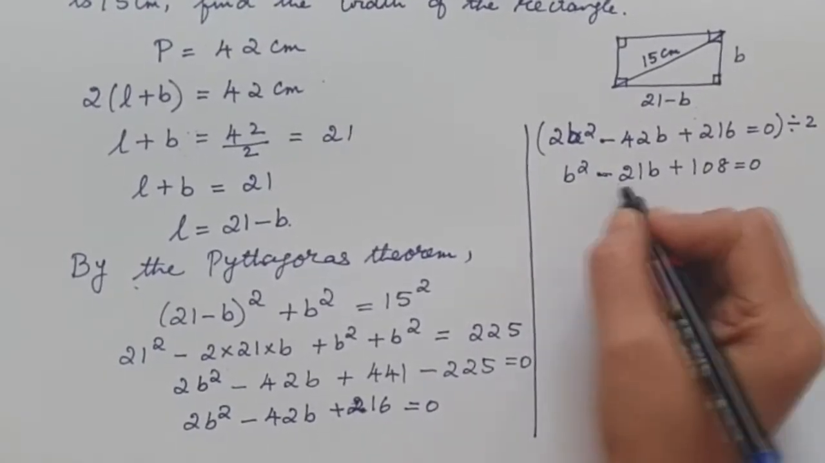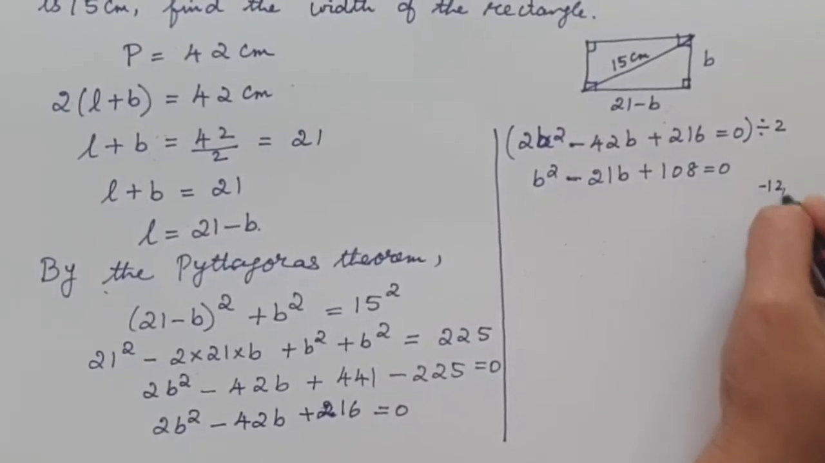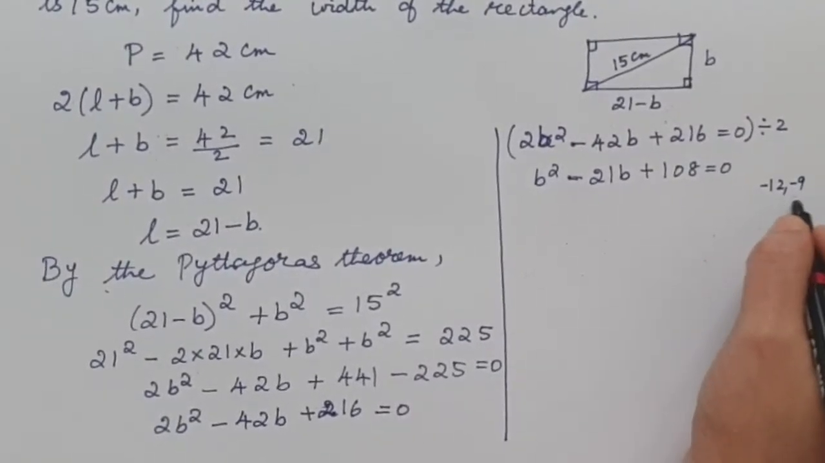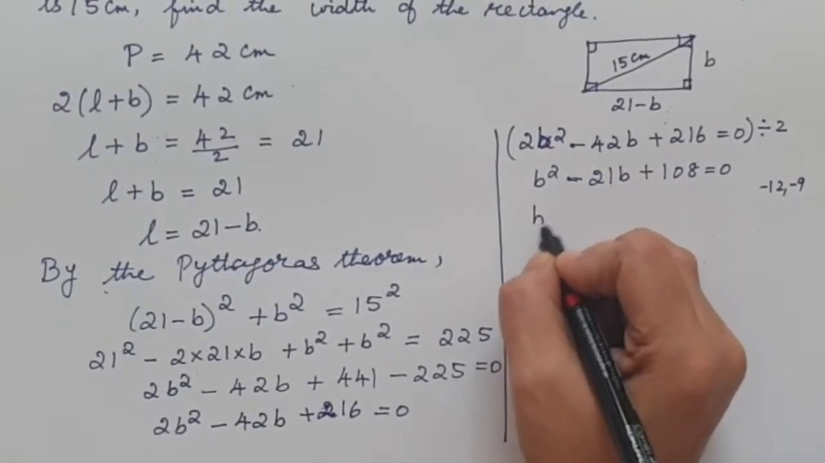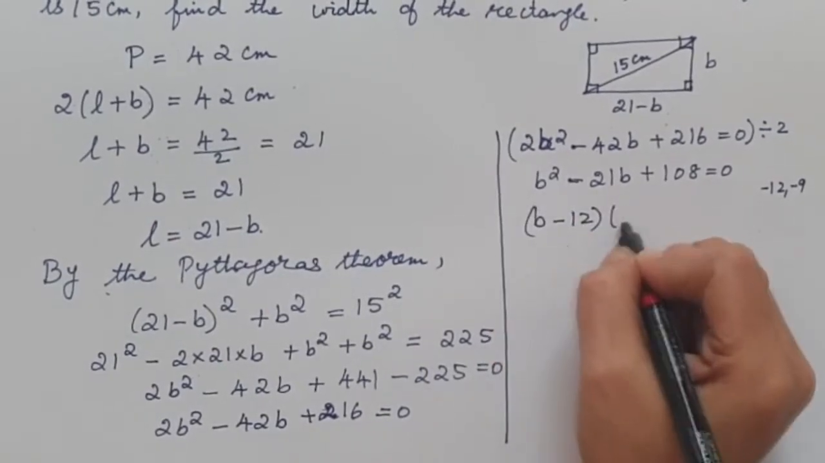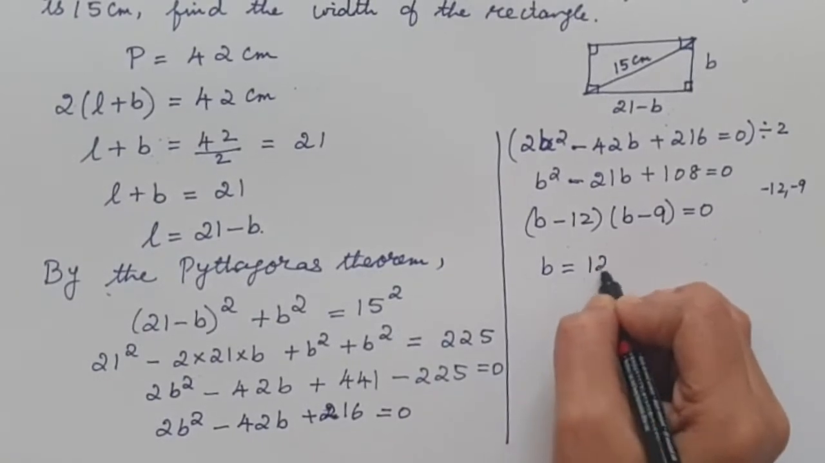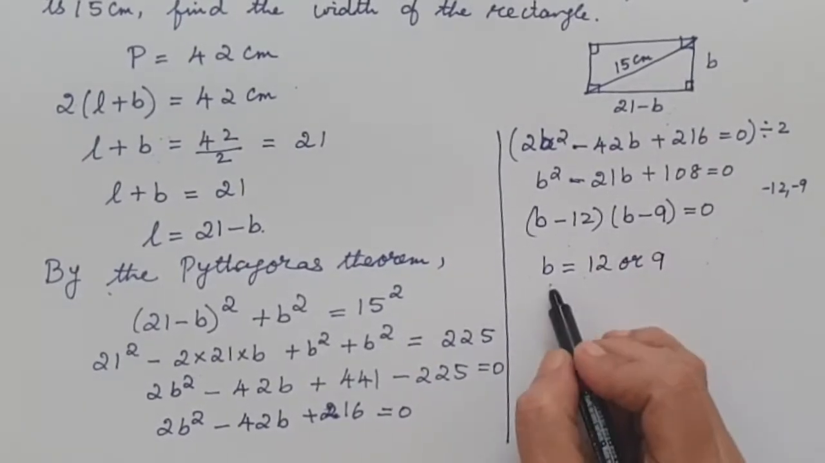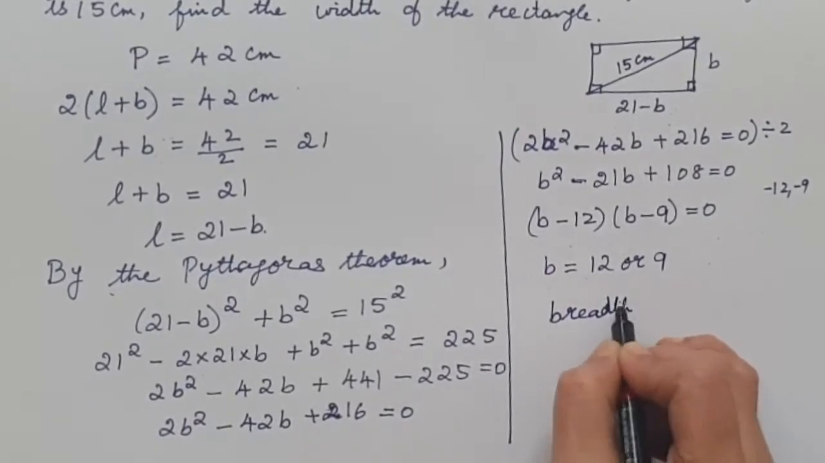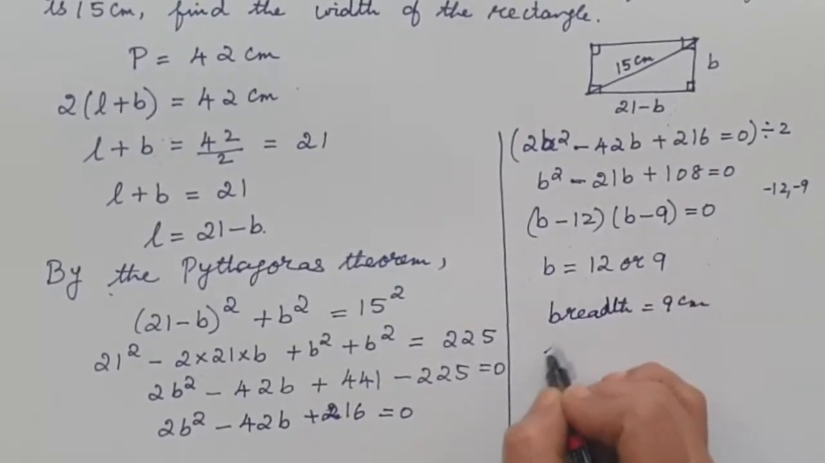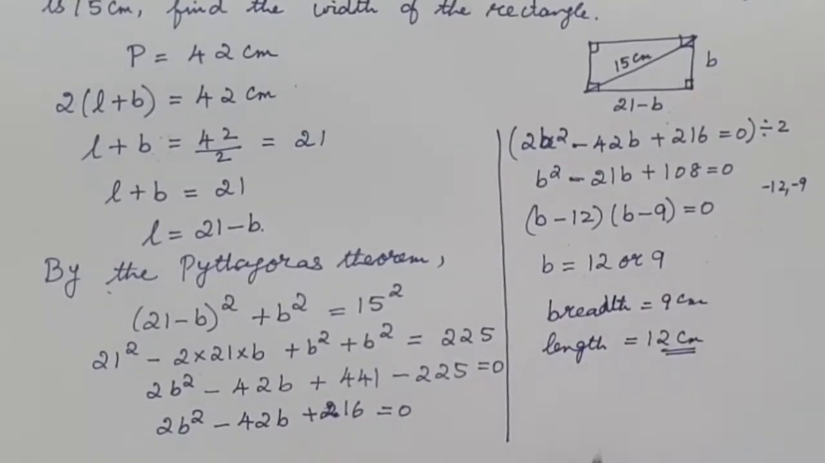So, the product is 108. Sum has to be 21. So, it will be minus 12 and minus 9. So, minus 12 and minus 9, when you add, it is minus 21. When you multiply, it is 108. So, it will be (b minus 12)(b minus 9) equal to 0. B will be equal to 12 or 9. And our breadth has to be the smaller value. So, our breadth will be equal to 9 centimeters and our length will be equal to 12 centimeters.